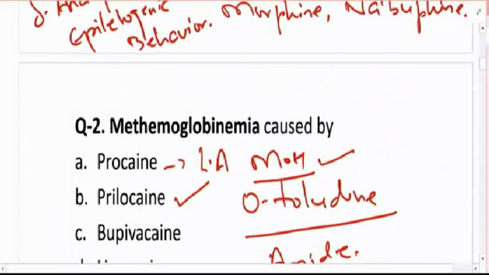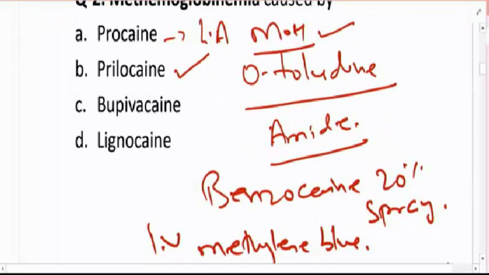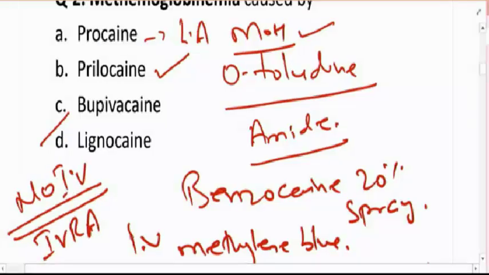Now, bupivacaine should never be given as an intravenous injection. It is contraindicated for intravenous regional anesthesia.